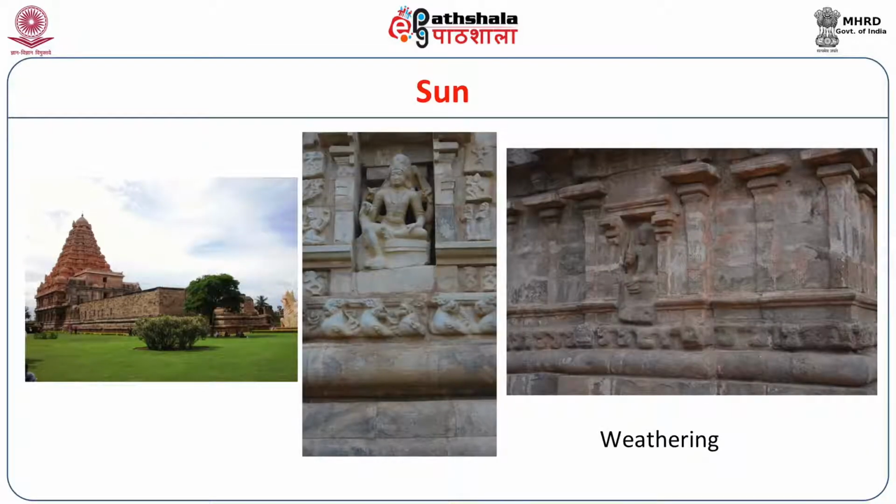I can show you some of the examples here, particularly Gangaikonda Cholapuram in Tamil Nadu, which has beautiful sculptures as well as inscriptions. Because of the contrast weathering action, many of the inscriptions have been peeled out, and it's very difficult to reconstruct the inscriptions because they are already lost. Even the outer layer of the sculptures has also been lost because of the weathering action.